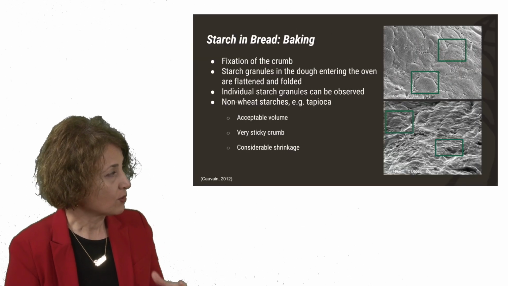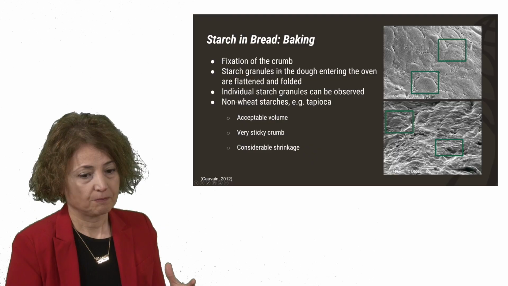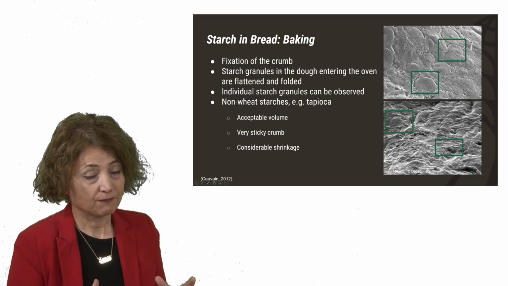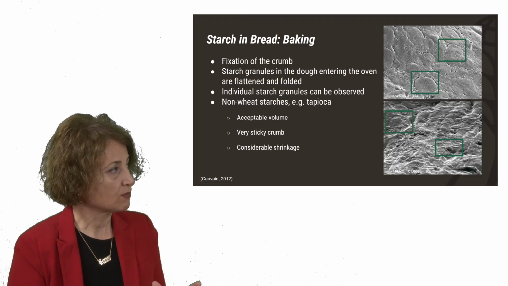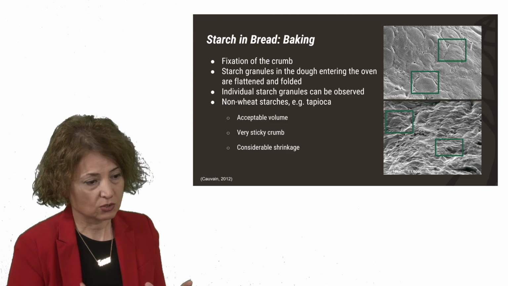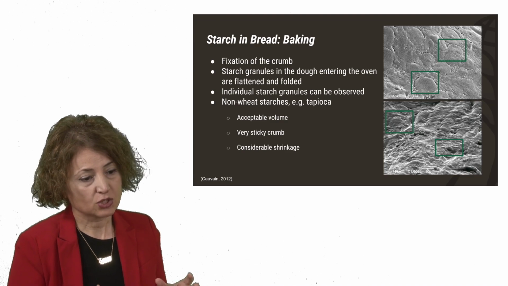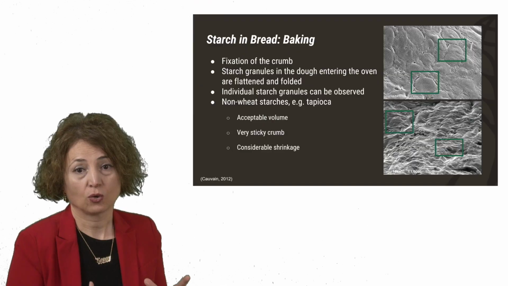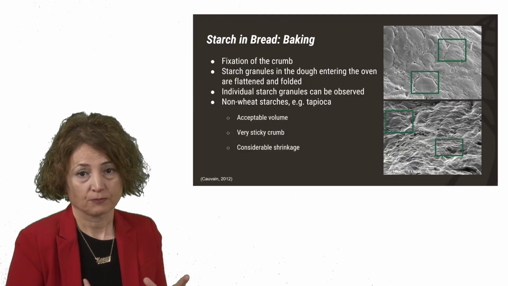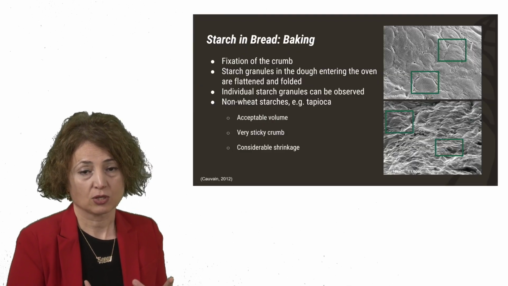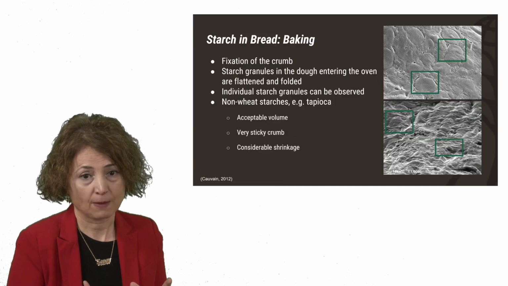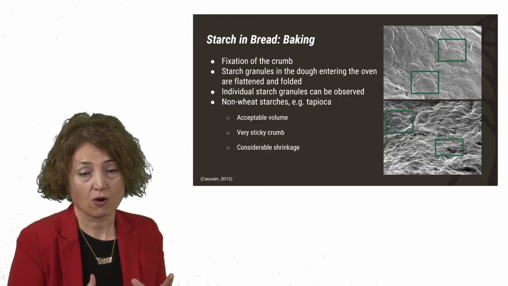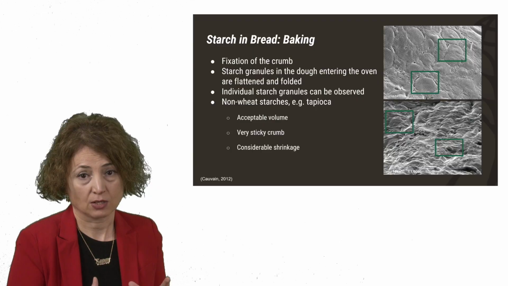So for the bread in the baking system, we are actually fixing the crumb structure with the gelatinization of starch, and the starch granules in the dough entering the oven are flattened and folded. And the individual starch granules, we can actually monitor them with strong and powerful microscopy technologies.